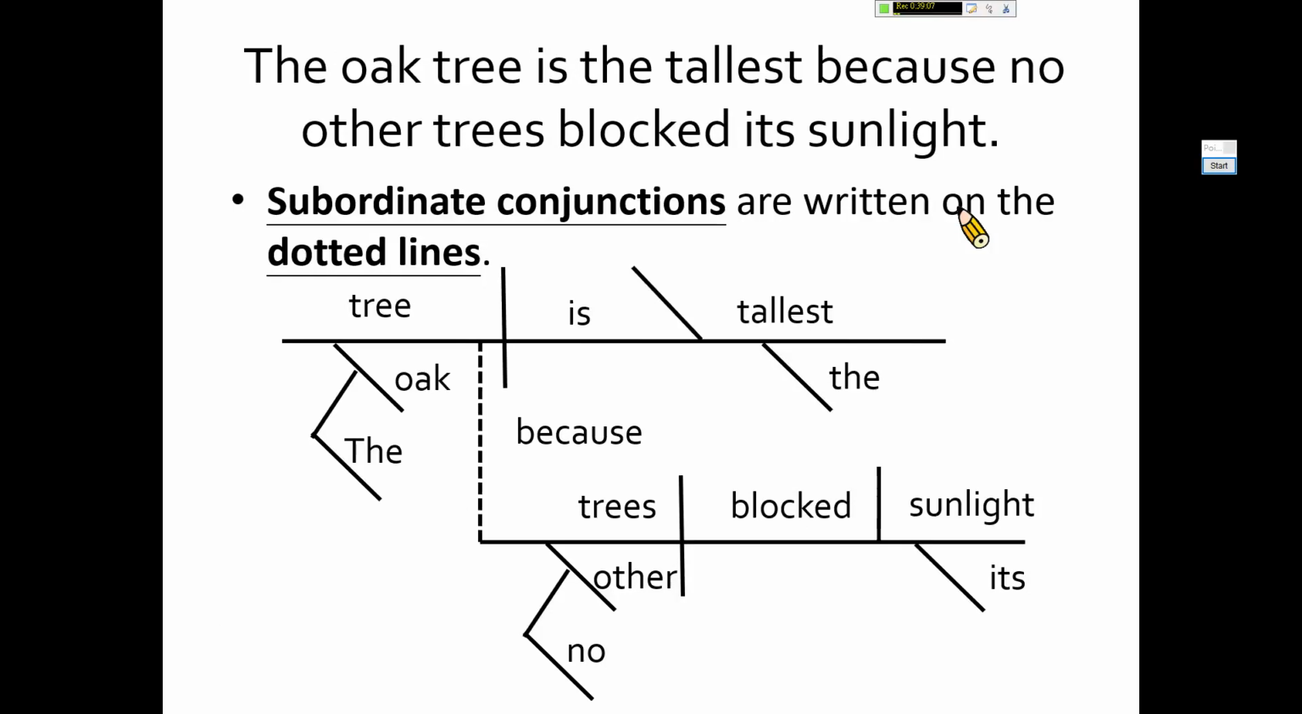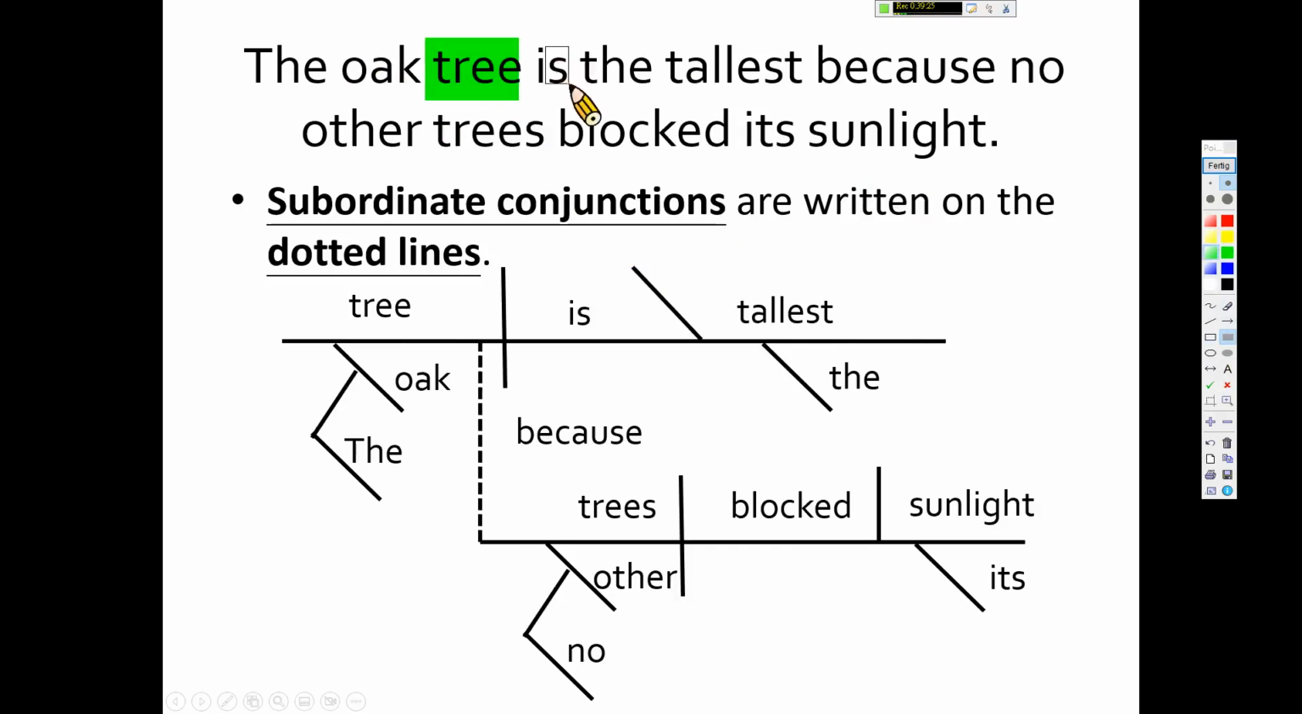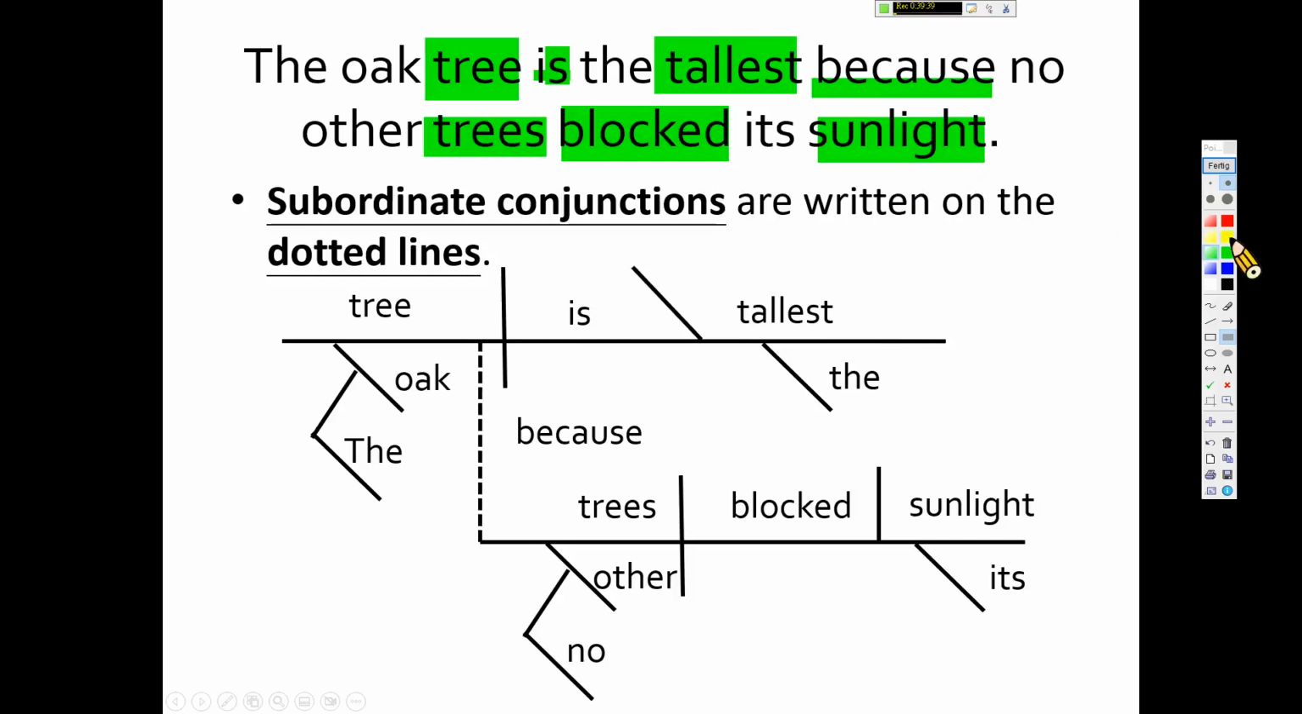Now we have a subordinate conjunction. For subordinate conjunctions, we have some revision, some change about how to use the dotted line. So for example, this one, the oak tree is the tallest because we have a subordinate conjunction, right? Because no other trees blocked its sunlight. So basically, here is the main clause, and here is the dependent clause.